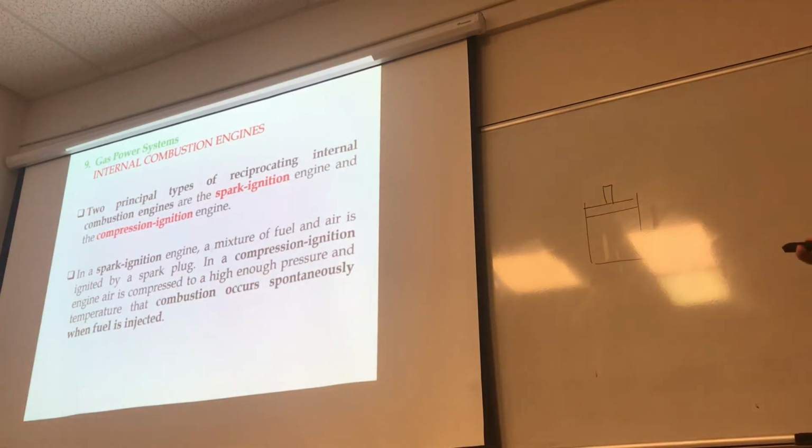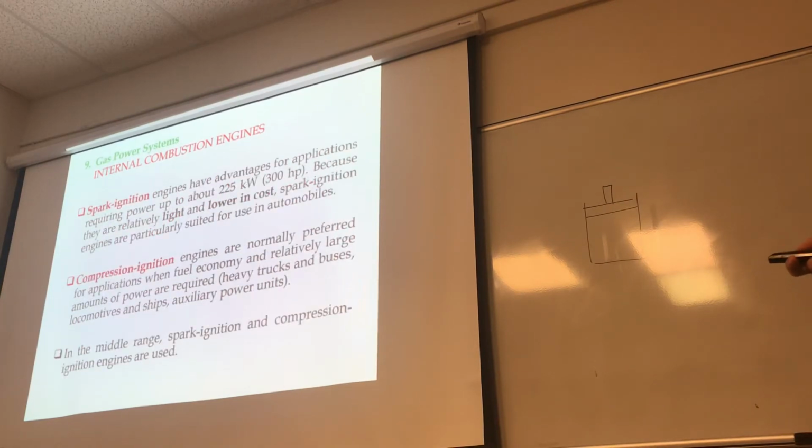Because usually you're operating at higher pressure, air is compressed to high enough pressure and temperature that combustion occurs spontaneously when fuel is injected. So, again, some words here about spark ignition engines. They have advantages for applications requiring powers up to 220 kilowatts or 300 horsepower. They are usually light and low in cost, right? And they are particularly suited for use in automobiles. That's why most automobiles are of the spark ignition type.